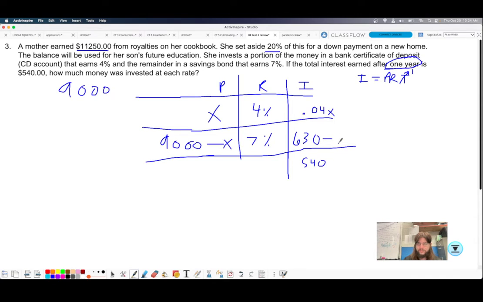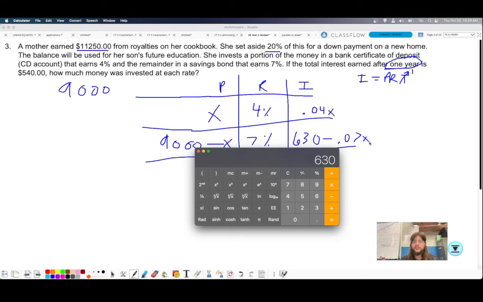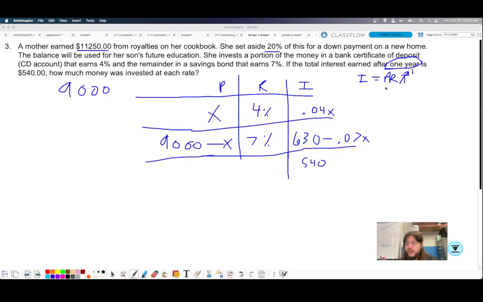630 minus 0.07X. Wait, how'd you get that? 9,000 times 0.07. Yes, that's how you find it. Principal times rate. Why did you do that times 0.07 and then you subtracted 0.07X? I did the distributive property. 0.07 times 9,000, minus 0.07 times X. We're multiplying principal times rate. That makes a lot of sense now.